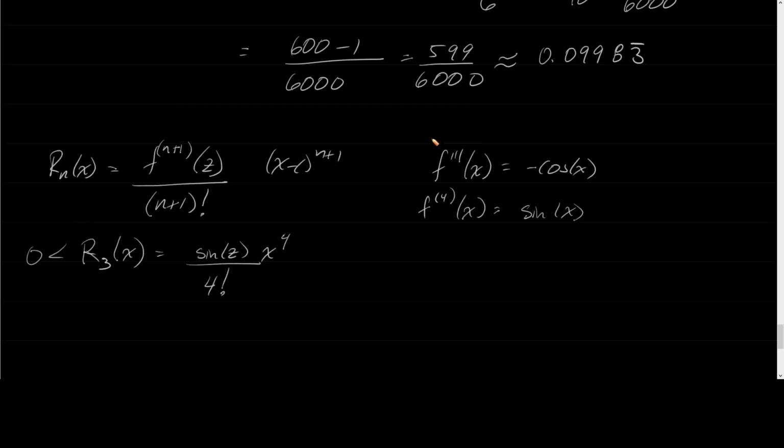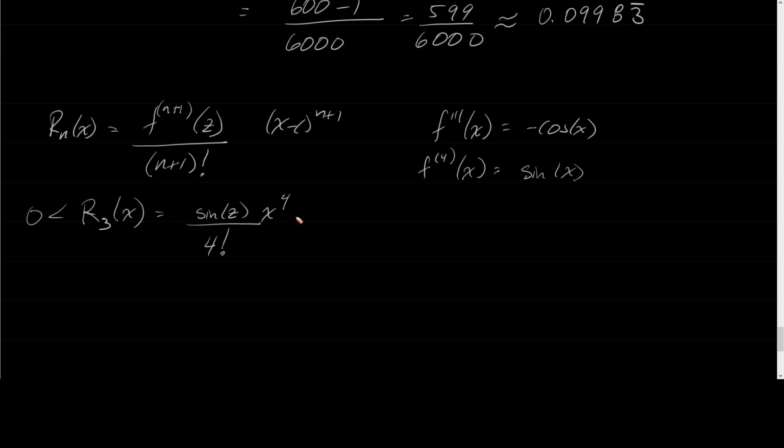So now, at this point, what do we get? This piece right here, let's consider sine of z. Since we're just trying to consider positive values, because we want our remainder to be positive, we know that in general, sine of z is less than or equal to 1. So what this tells me now is that if I replace the sine of z, I can say that this entire thing is less than or equal to x to the 4th over 4 factorial, right?